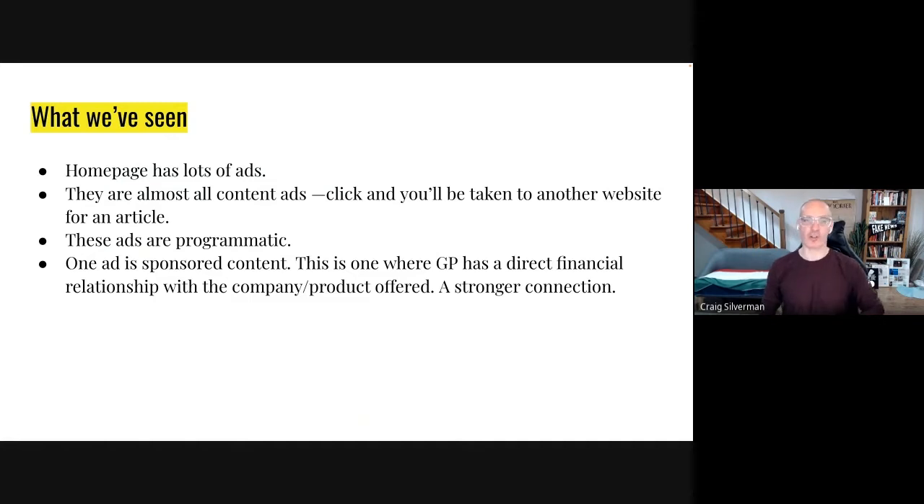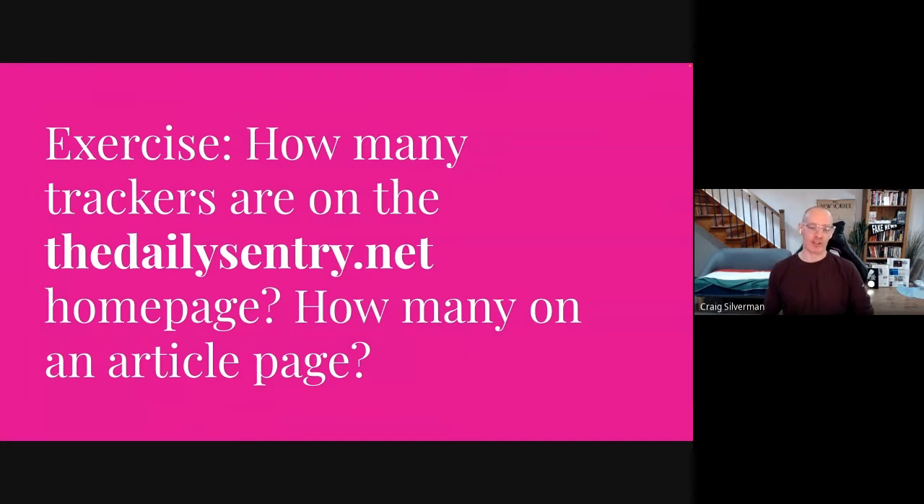I took out the sponsored content just because I wanted us to be able to move quickly into our exercise here. So let's apply our use of the Ghostery web browser plugin. Our friends at thedailycentury.net. I want you to go and visit the dailycentury.net homepage and see how many trackers are there and who it works with, and then visit an article page. And let's see what result everybody gets, okay?